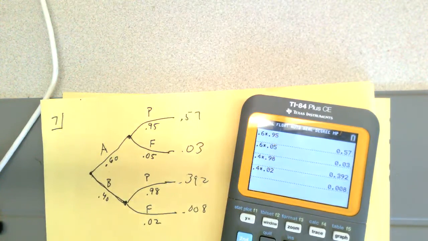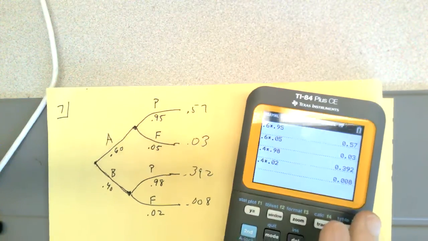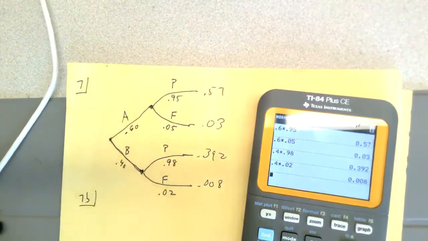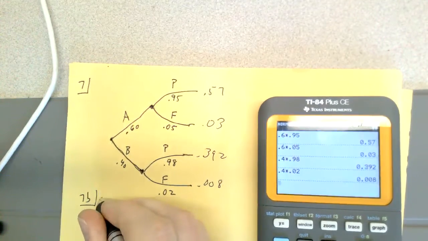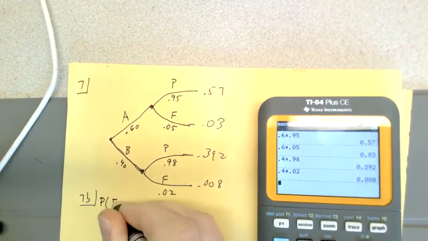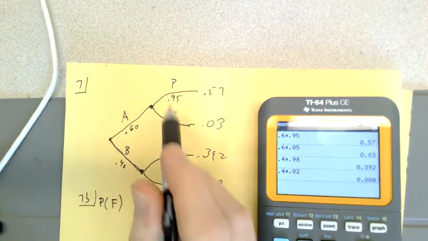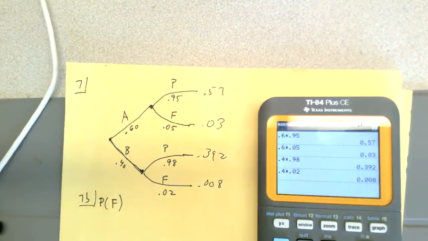So part A is to just set up the tree diagram. Part B, 7B, they ask you the question, what percent of the bearings, that is the parts, fail? Okay, what percentage of the parts fail? That's basically just what's the probability of failure. I want to be careful here. I'm using P to mean probability here, but over here I'm using it to mean pass. I hope that's not confusing. So this is the probability of failure.